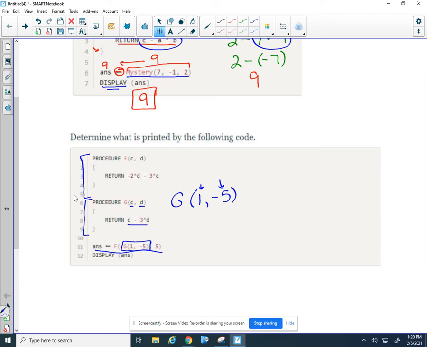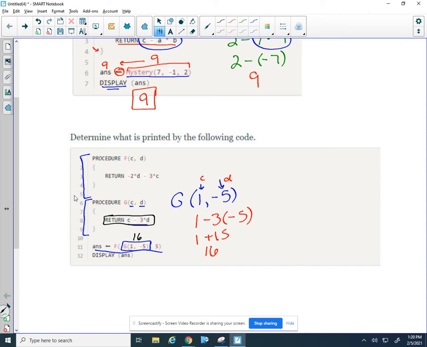So now we're going to do C minus 3D. So C is -5. Nope. C is, and that's why it's always good to label these, even though they are in alphabetical order. C is 1, right? And then D is -5. So this is 1 plus 15 is 16. So that means because we're returning this value, the value of G with parameters 1 and -5 is 16.